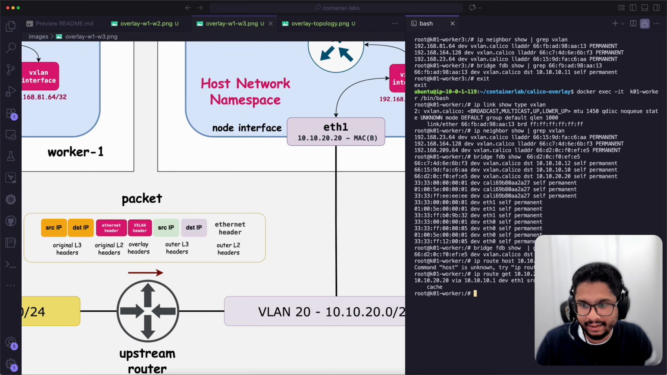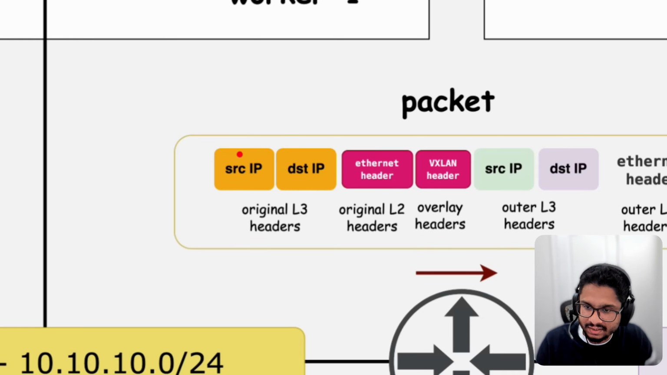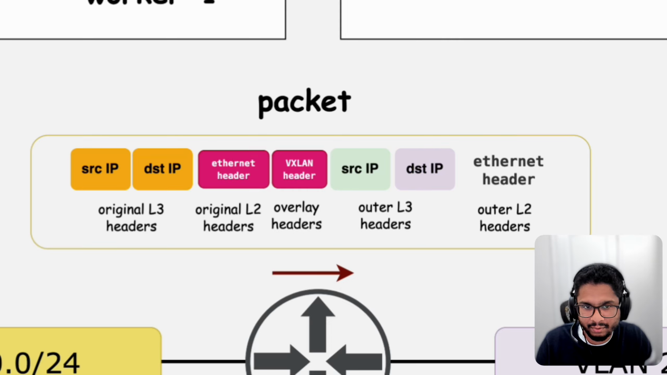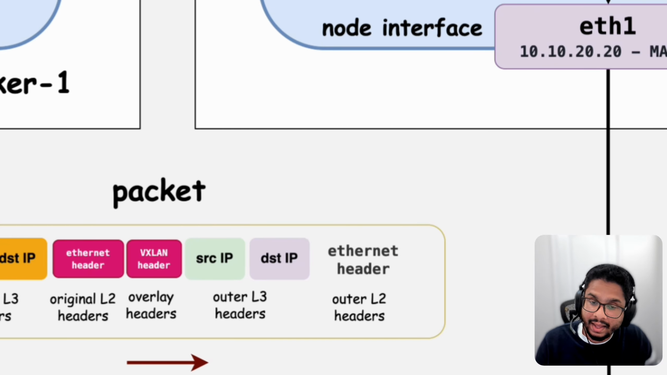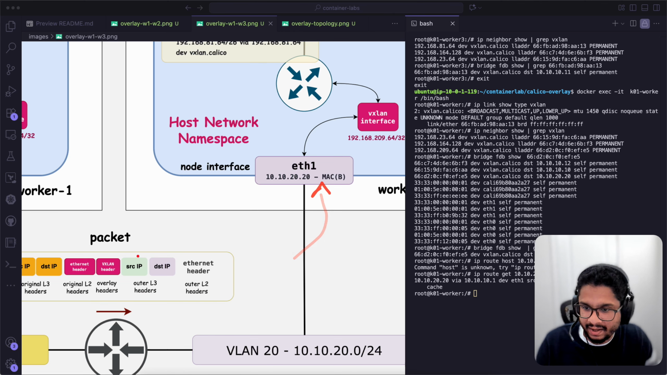What I want to highlight is the structure of this packet. This is the original pod that sent the traffic. This is the pod to which it's destined. These are the Ethernet headers of the VXLAN interfaces. The source IP is going to be the IP of ETH1 worker 1, and the destination IP is going to be the IP of ETH1 worker 3. When worker 3 receives this packet, it's going to remove these IP headers and look at the VXLAN information, and it's going to realize that this packet is destined to the VXLAN interface.